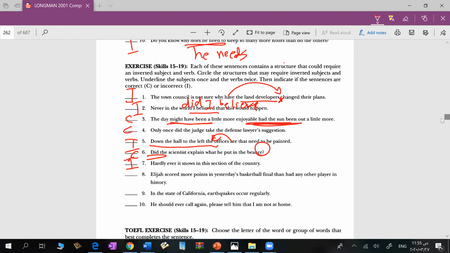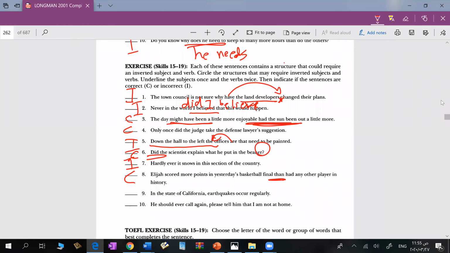Sorry. It's okay. Elijah scored more points, Mr. Muhammad Eid, in yesterday's basketball final than had any other player. What do you think? Then it will be incorrect, and we can make it correct by making it than any other player had. Then any other player had is correct, and also we can invert. After than, we can have subject verb or verb subject. So this is correct.